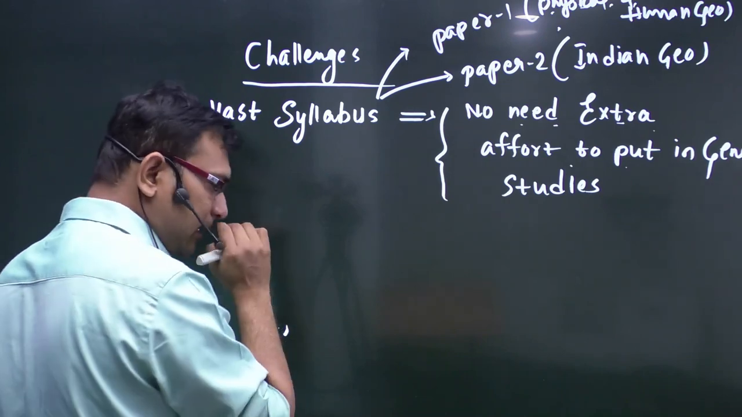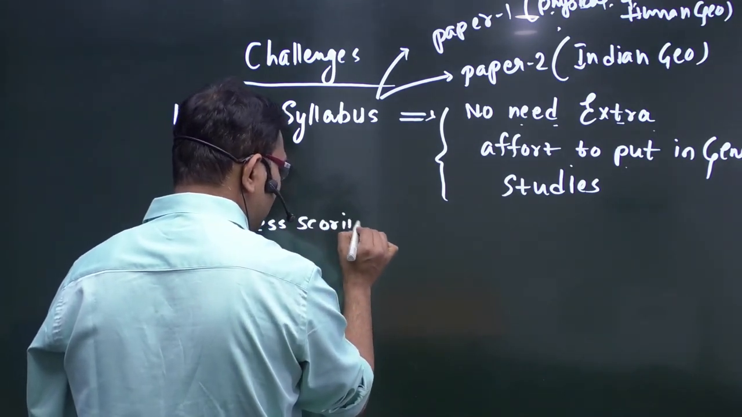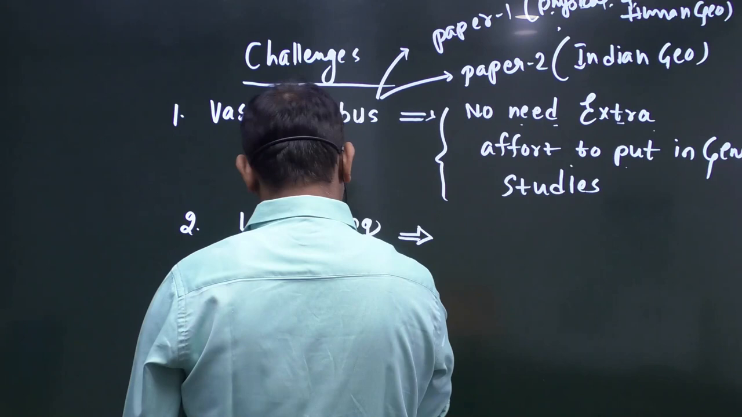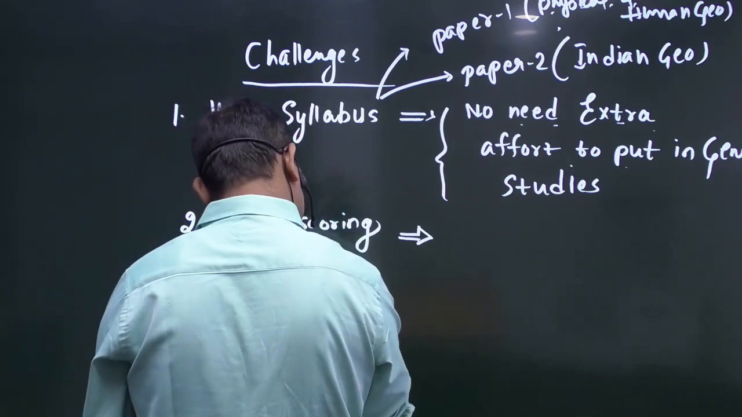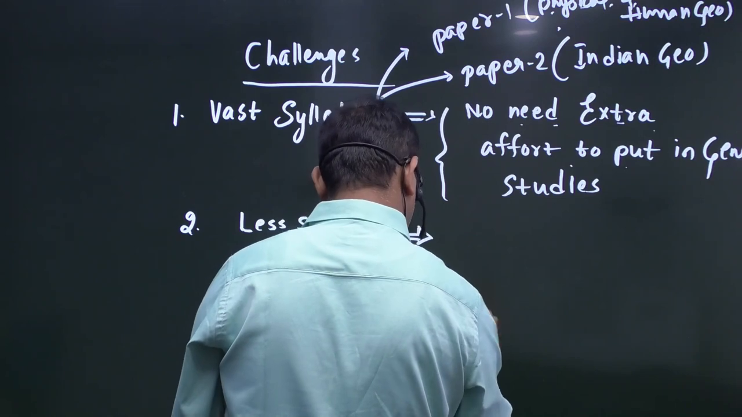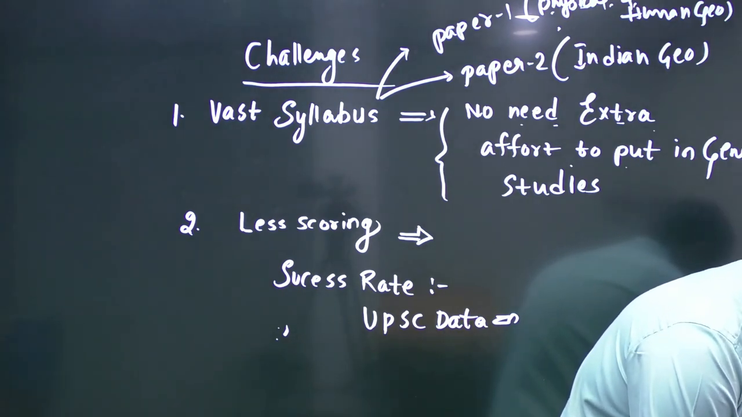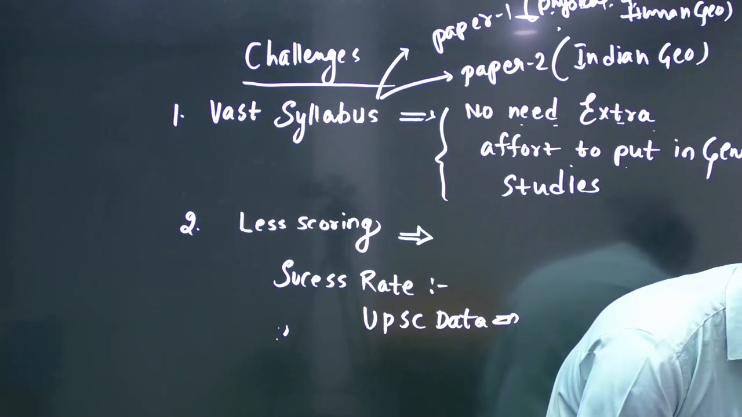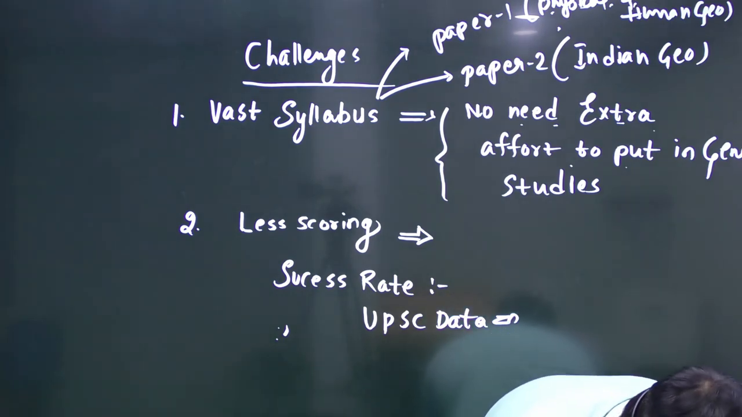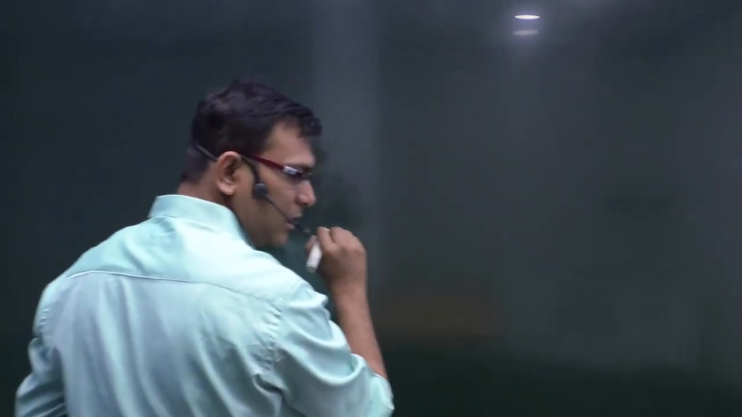Number two challenge is that it is less scoring. Many of them say, sir, very low scores are coming, less scoring. I say that it is not less scoring, but the success rate depends. If I talk about the success rate, if I give the UPSC data about the geography optional data, the number of people who have appeared, how many candidates have appeared.